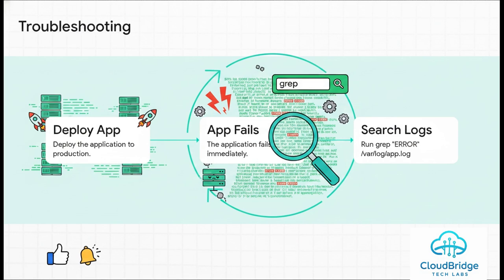Step 1, deploy application. Step 2, app fails. Step 3, you dive straight into the logs. By using the command grep error /var/log/app.log, you instantly scan through thousands of lines of log data to hunt down exactly where that failure happened.